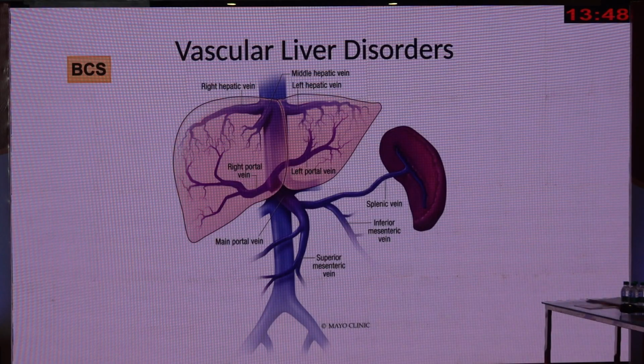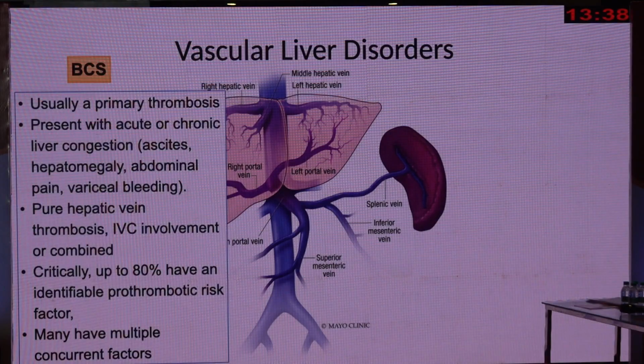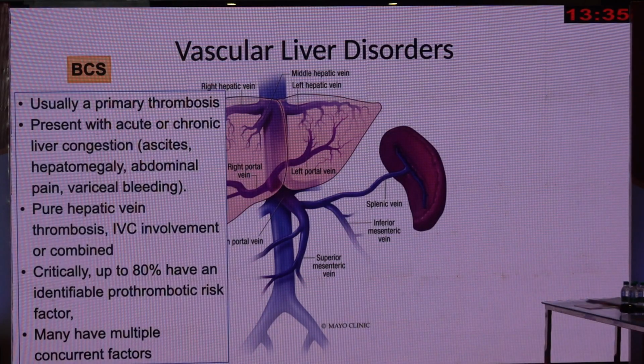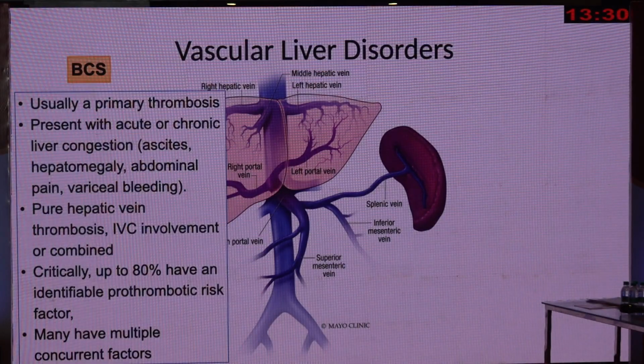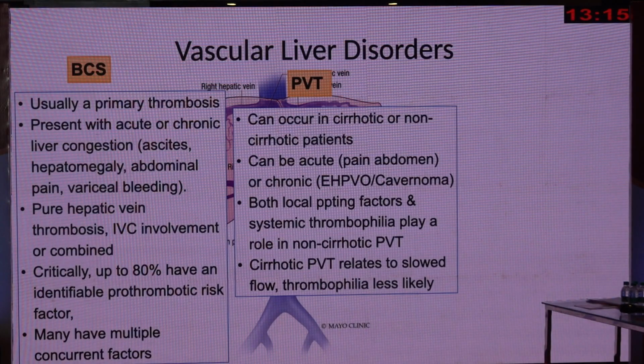Budd-Chiari syndrome is usually a primary thrombosis of the hepatic vein or IVC, or a combination of the two. It can present as acute or chronic, and around 80% of them will have underlying thrombophilic disorders, and many of them will have multiple concurrent factors. As against that, portal vein thrombosis can occur in cirrhotic as well as non-cirrhotic conditions. It can also be acute or chronic. It has both local precipitating factors as well as underlying systemic thrombophilia.